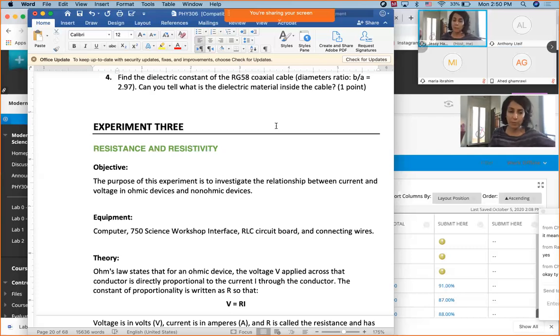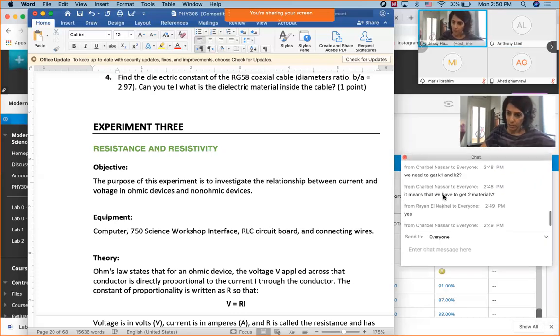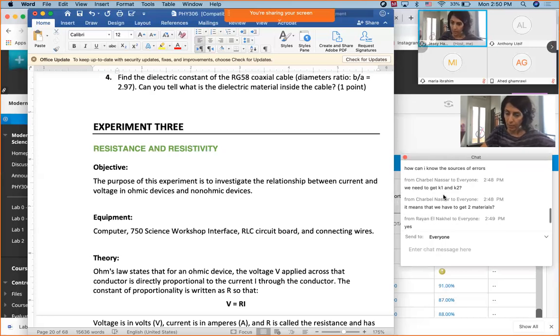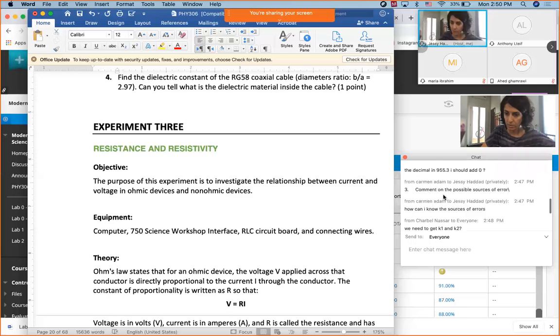All right. So in lab number 3, again, if you have any question related to lab number 2, you can definitely still ask about it. Sherbil, K1, K2, maybe they will be 2 different materials.